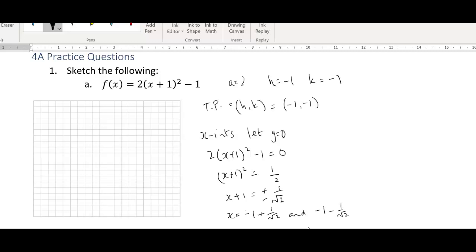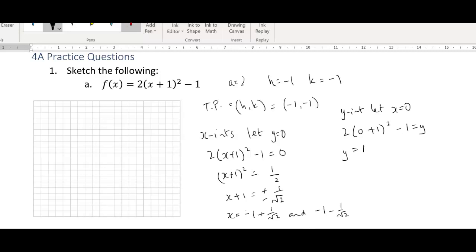All right, so now for your y-intercepts, we let x equal 0. Okay, so we've got 2(0 plus 1) squared minus 1 equals y, sorry. Probably should have put the y on the other side. All right, so 1 squared is 1, 2 times 1 is 2, so 2 minus 1 is 1, so y equals 1.